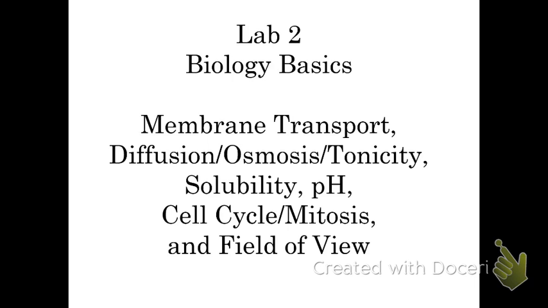This lab is going to cover a number of topics that are going to help make your learning anatomy and physiology more understandable as we move forward in the semester. We're going to be talking about how molecules move across the cell membrane, the ways in which they do that, like diffusion and osmosis. We're going to look at how solubility can affect molecules. We'll take a look at pH, and then we'll look at the cell cycle and mitosis and finish it up with a conversation about field of view. So this is a very eclectic lab with lots of different activities for you to complete.